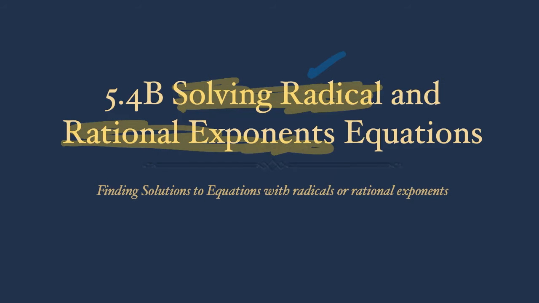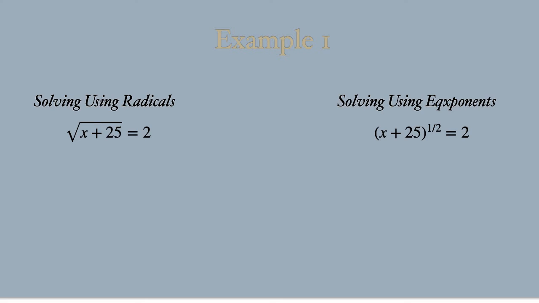Let's first look at a comparison of the same problem solved once using radical form and then once using rational exponents. So here are both the same problem. Now you may not recognize them as both being the same, but they are indeed. By definition, this square root symbol is the same thing as raising x plus 25 to the half power. And since those two things are equivalent, these two equations are the same.